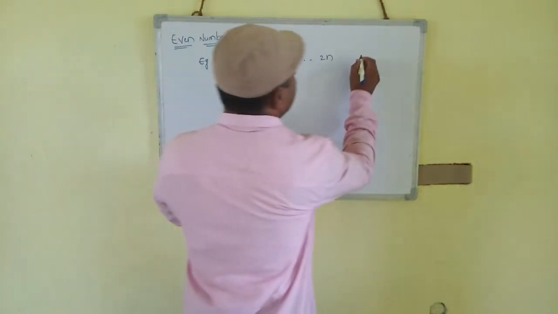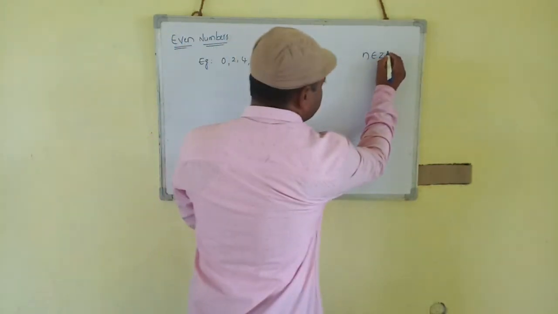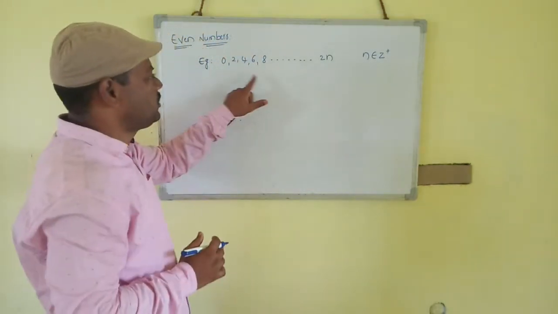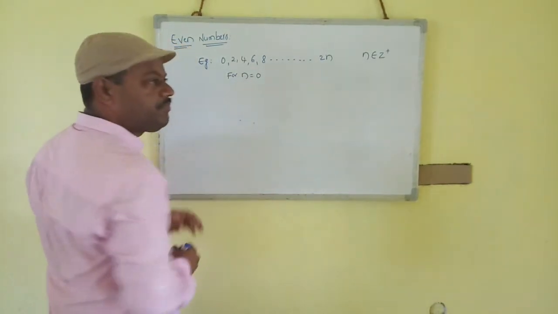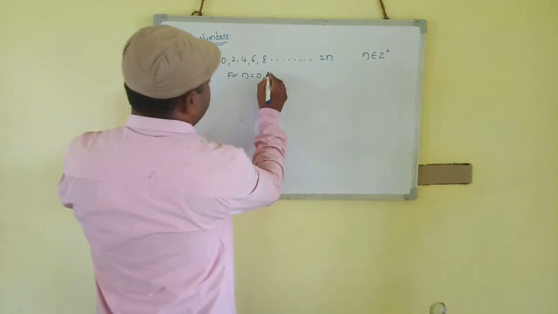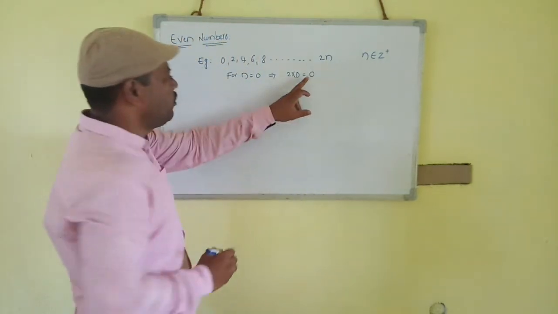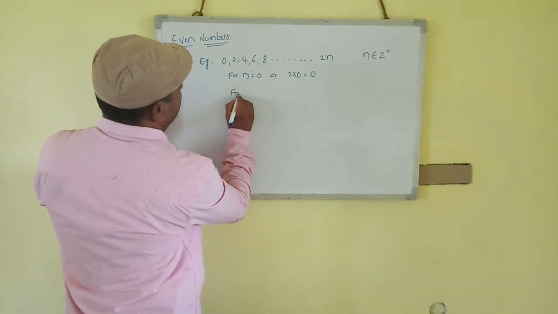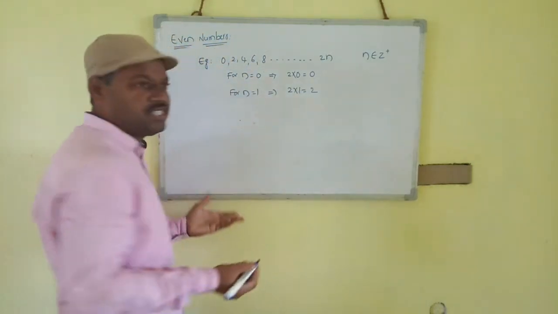Here, n belongs to the positive integers. n is any positive integer. Suppose for n equal to 0, 2 into 0 is equal to 0. So 0 is an even number. In the same way, for n equal to 1, 2 into 1 is equal to 2. 2 is an even number.